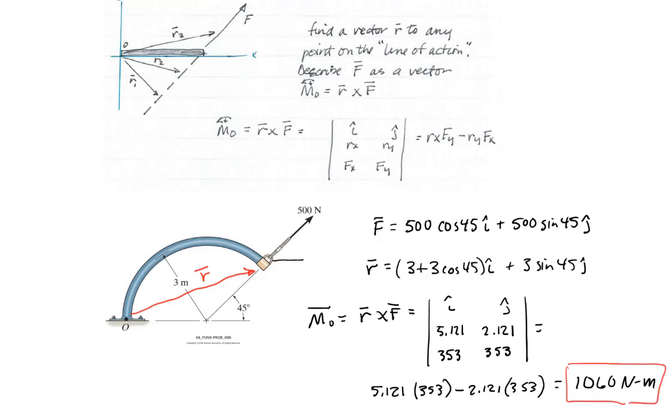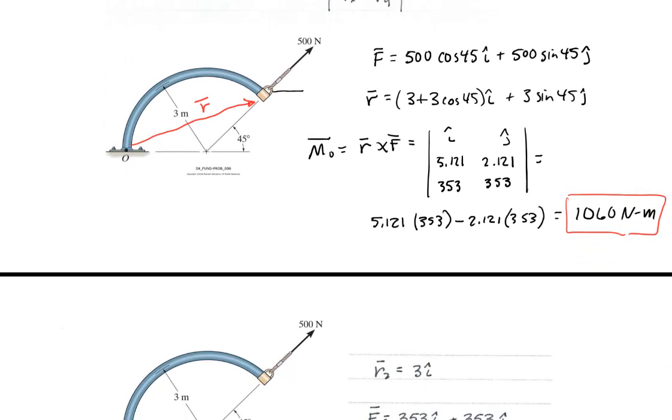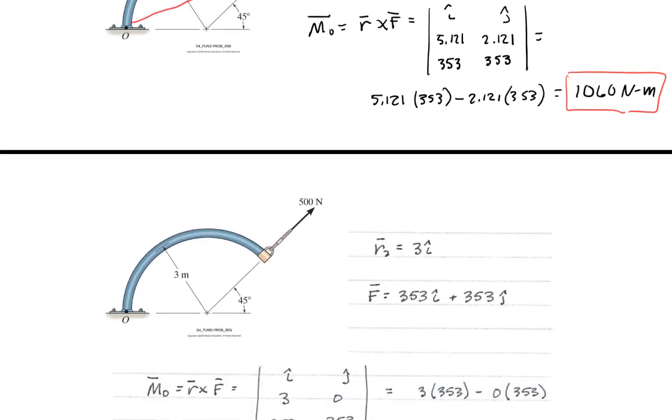Alright, then there's another way that we can look at this by using some of the transmissibility understanding, and that is that we don't care where along the line of action we do this calculation. In other words, there's a variety of r vectors that might work. So let's look at this one. Let's say that instead of the r vector going from here to here, we did an r vector going from here to here. We know that the line of action of this force goes along there, so this would be a perfectly good r vector.